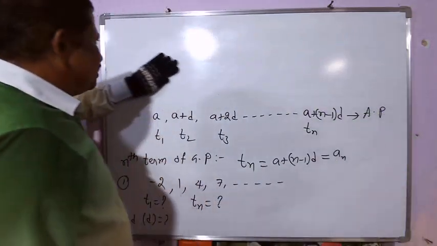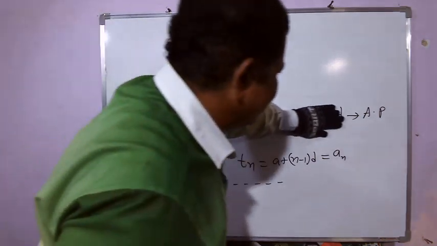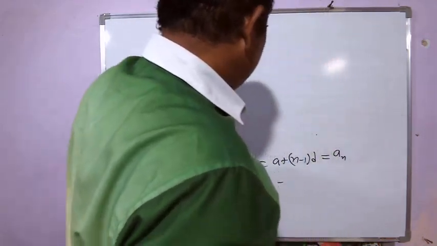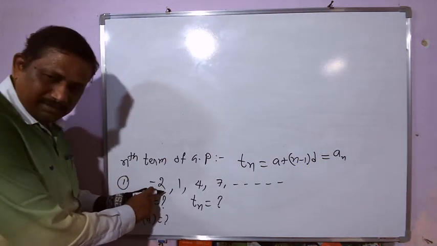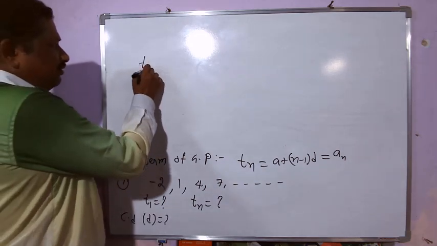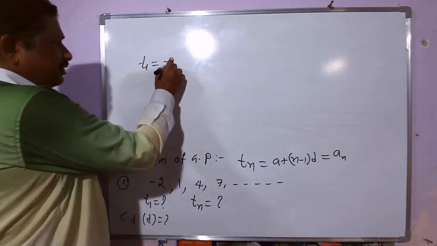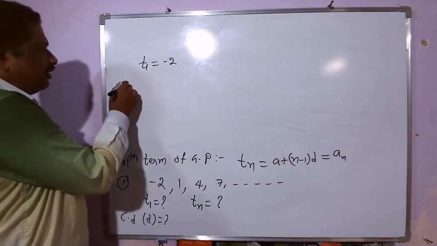So it is easy to find the first term. Whatever we have as the first number, that is the first term. So observe the progression carefully. What is the first number? Minus 2. That is the first term. So first term T1 is equal to minus 2.